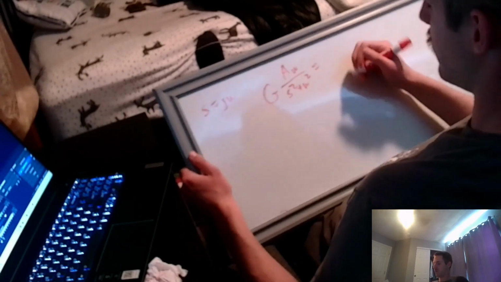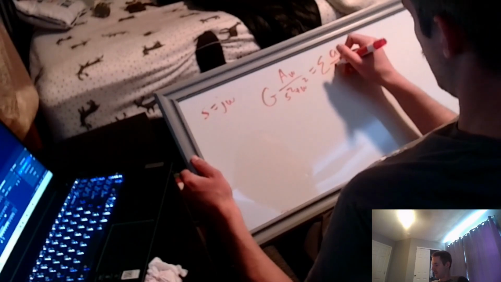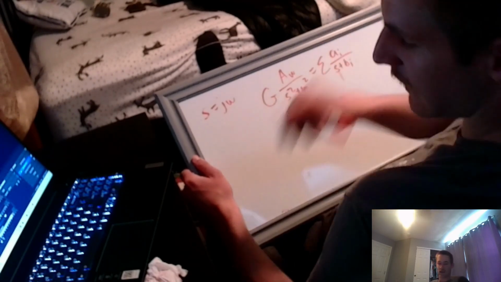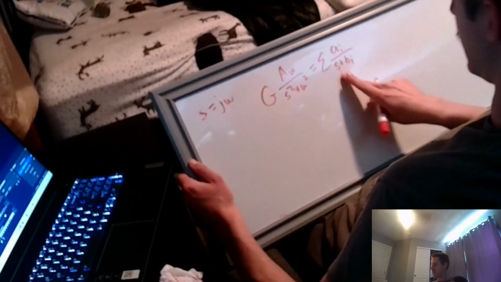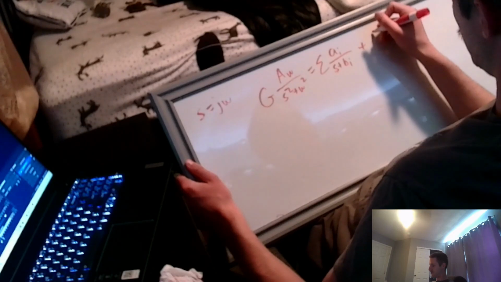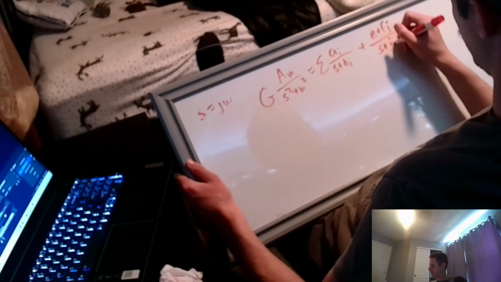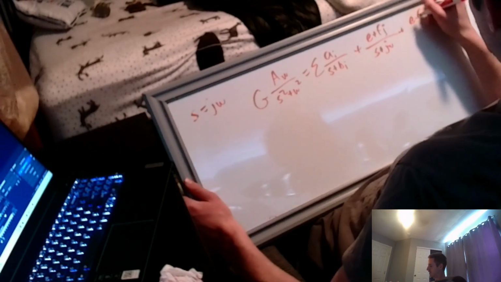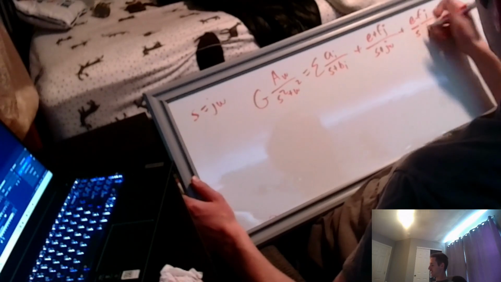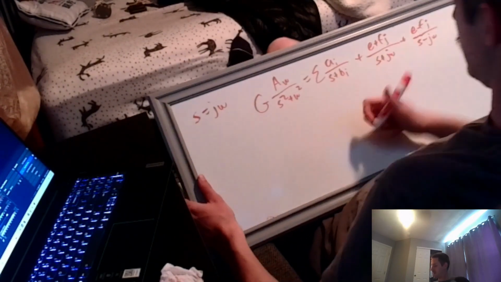This is going to equal, the G is going to be some sum of terms like A_i over S plus B_i, just a bunch of those added up, plus E plus Fj over S plus J omega plus E minus Fj over S minus J omega. Right, so now we can go ahead and simplify this.